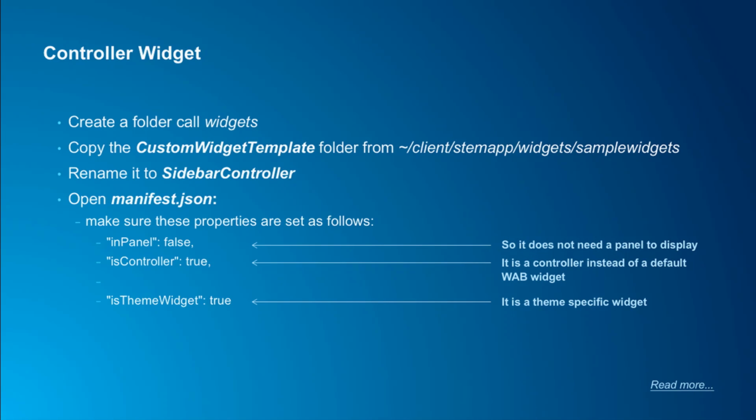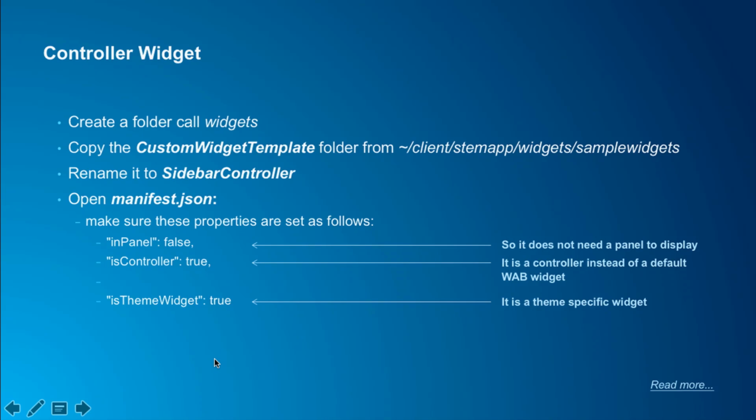All right. So because, as I mentioned before, the current demo theme doesn't have the widgets folder, the first step is to create a folder called widgets. And we're going to copy one of the sample widgets from this widget folder, sample widgets. I prefer to use this template called custom widget template. It pretty much contains everything that we need. You don't need to add or remove anything. So just copy this folder, paste it into the widgets folder under the theme folder.